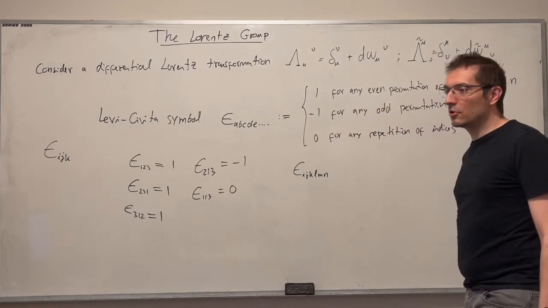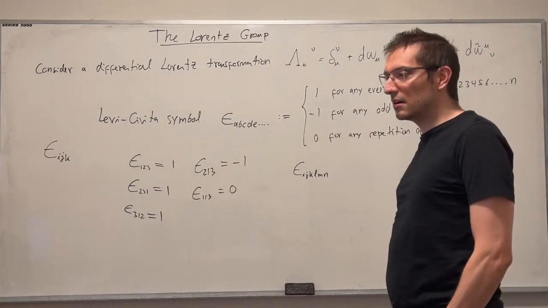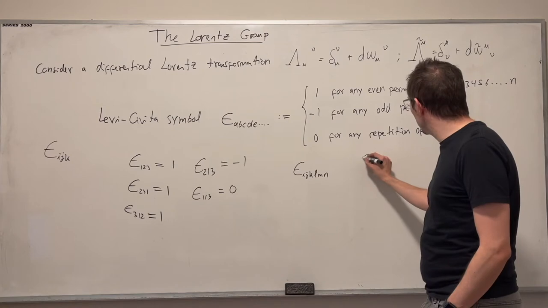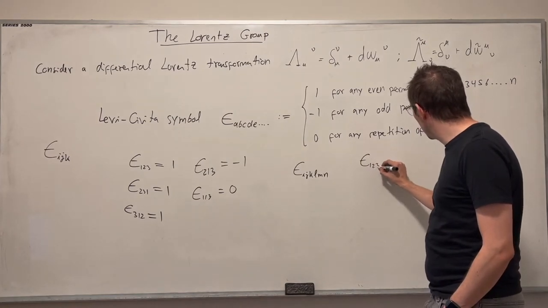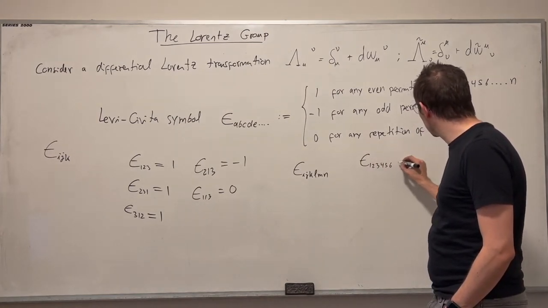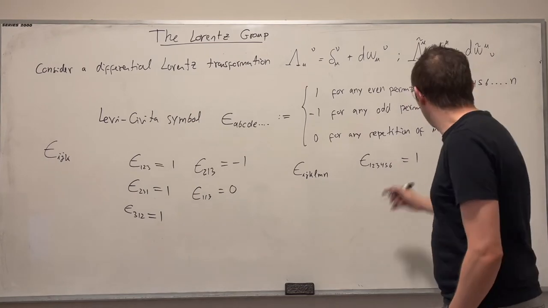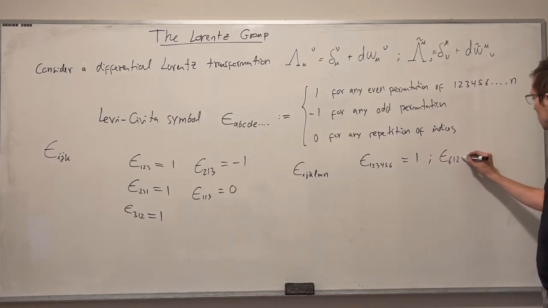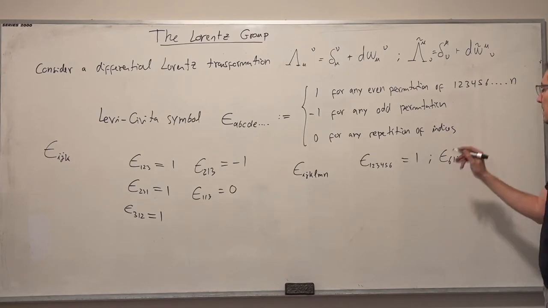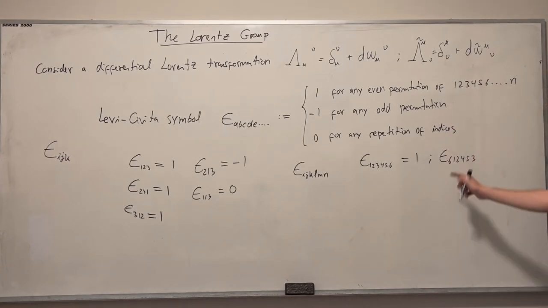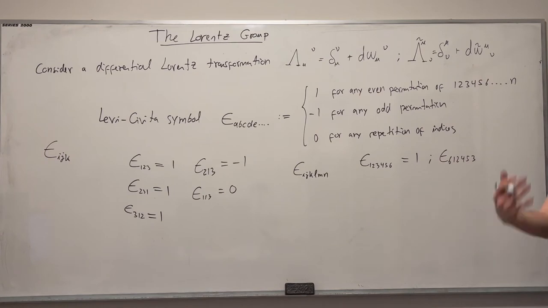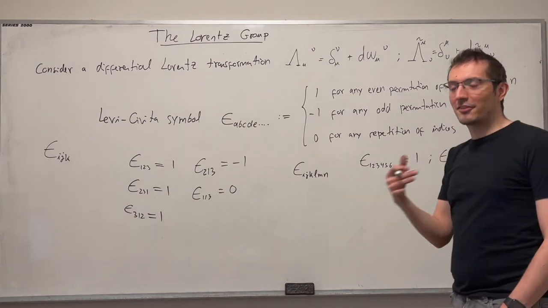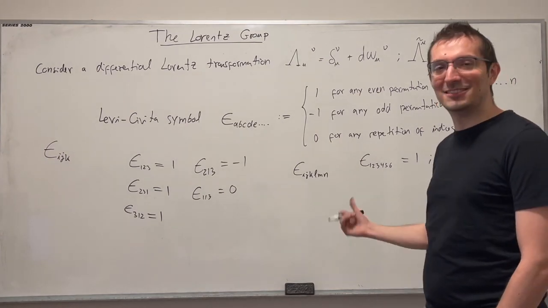I know of course that epsilon 1, 2, 3, 4, 5, 6 is 1. But I want to know, for example, epsilon 6, 1, 2, 4, 5, 3. Is that positive or negative? Is it an even or an odd permutation? Well, let me tell you a quick graph theory calculation that tells you exactly the sign.